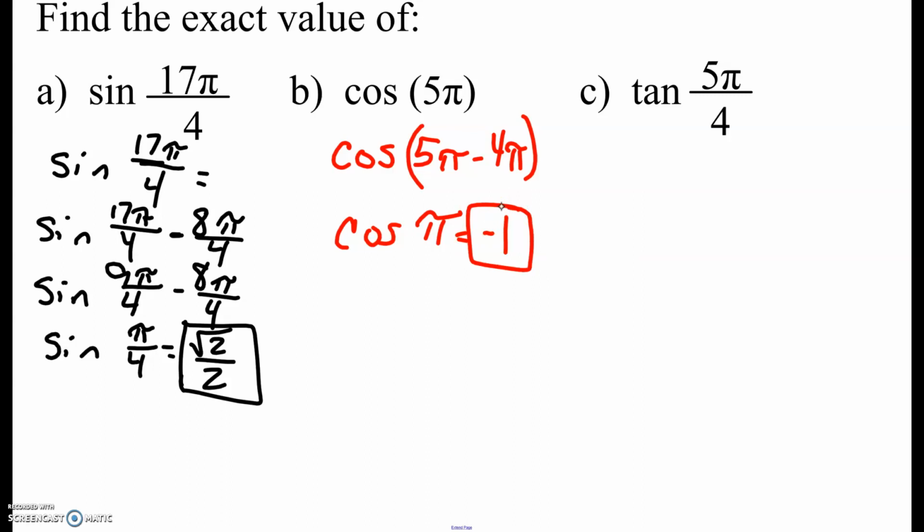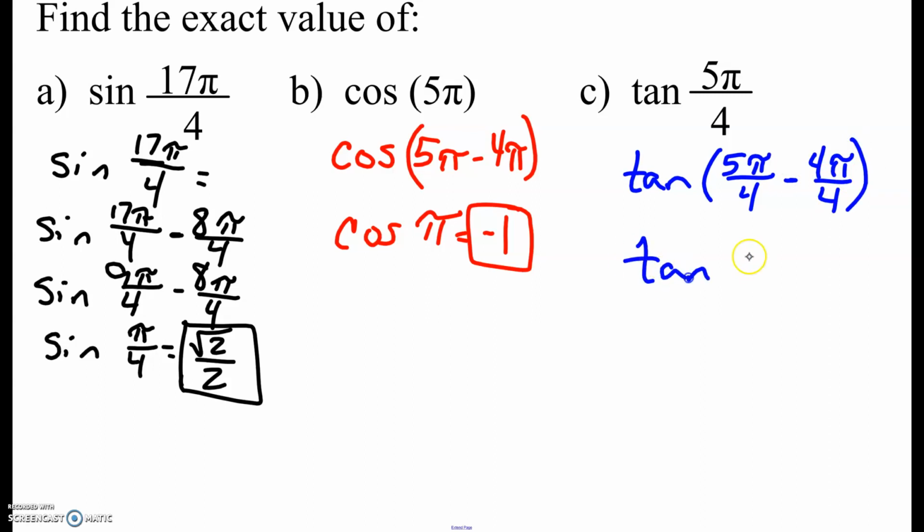For tangent, the period is pi units. So I want to take 5 pi over 4 and subtract to try to get this less than pi. So if I subtract 1 pi, which is 4 pi over 4, I get tangent at 5 minus 4 is 1 pi over 4. Tangent at 1 pi over 4, or just pi over 4, is equal to 1.